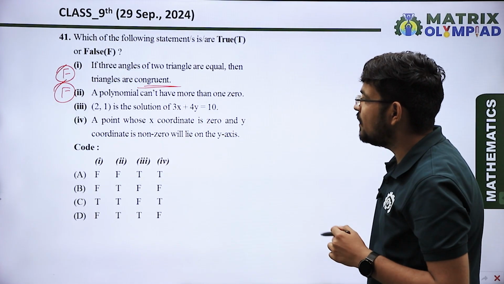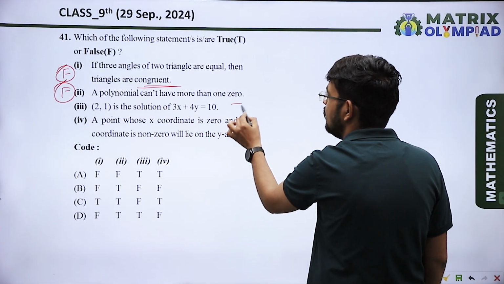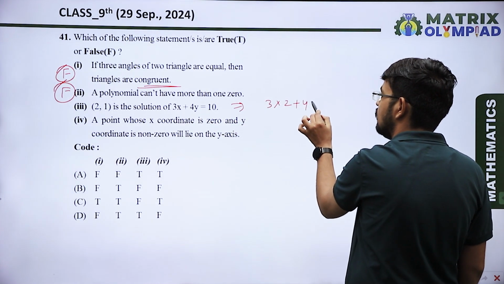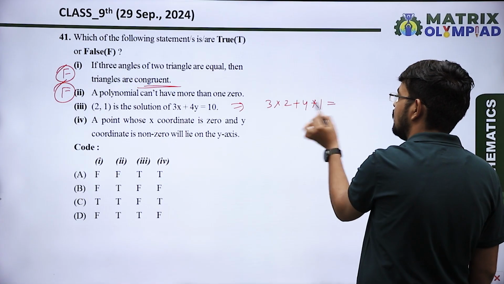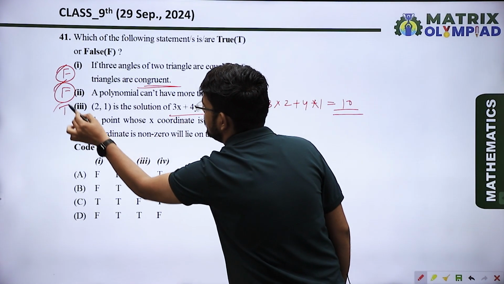Third, (2, 1) is the solution of 3x plus 4y, where you put x equal to 2 and y equal to 1. So 3 into 2 plus 4 into 1 equals, when you solve, you will get it, so it satisfies. So the third one is correct.